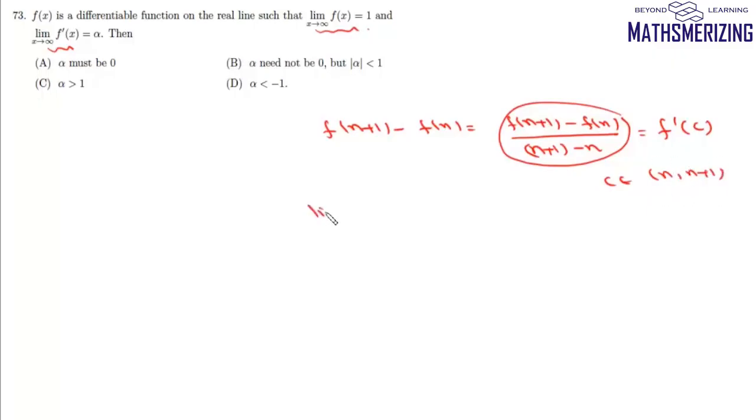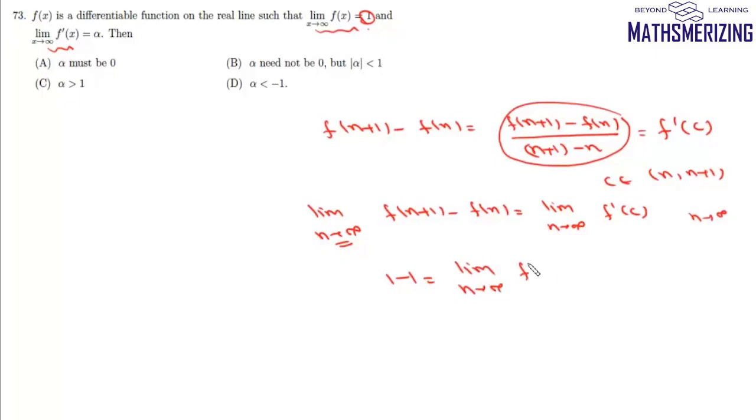Now we'll take this limit as n tends to infinity of f(n+1) minus f(n), it will be this limit as n tends to infinity of f dash c. Now when n tends to infinity, this limit is equal to 1. So it is 1 minus 1, and then this limit, which is limit n tends to infinity f dash c. Now when n tends to infinity, this c also tends to infinity. So basically the limit as n tends to infinity of f dash c is nothing but alpha. So this is alpha. So from here we can say the value of alpha must be 0, and that's your option number A.